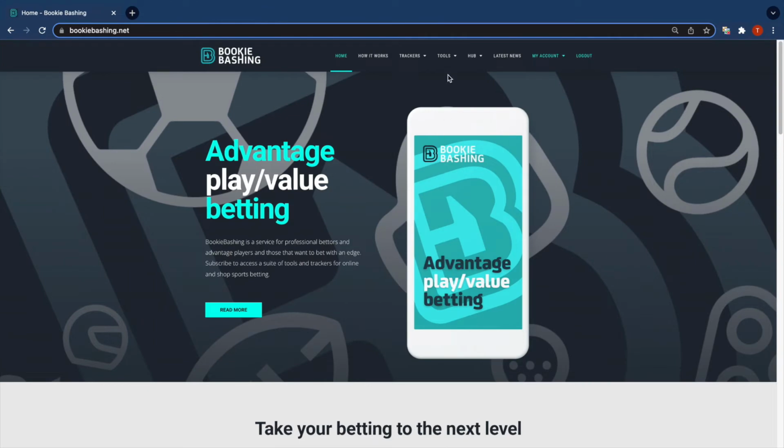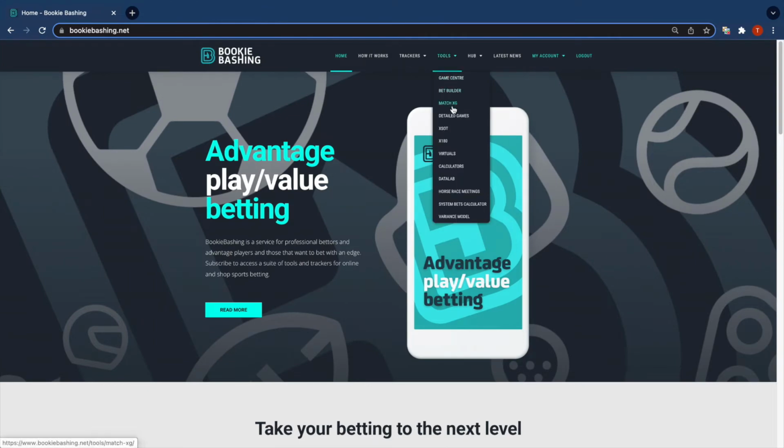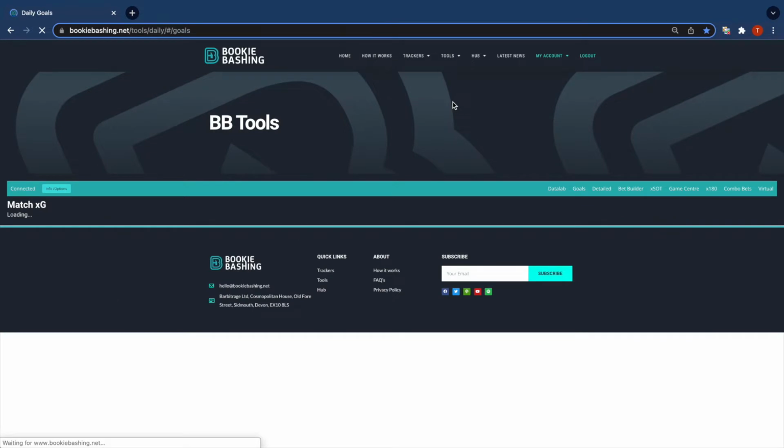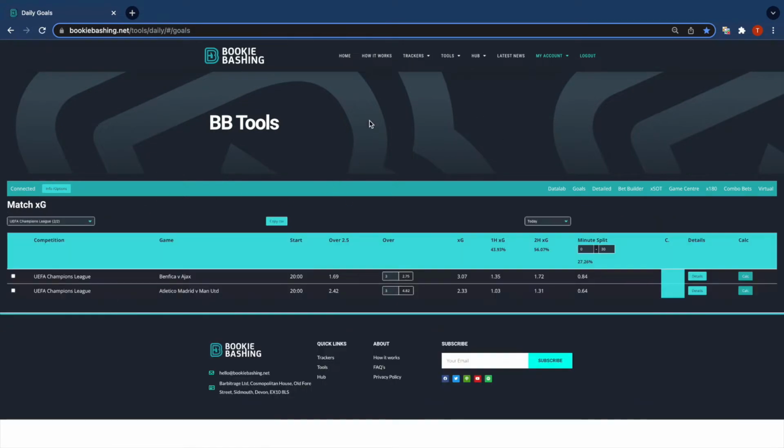I'm going to have a look at a few more tools that we have at Bookie Bashing: Match XG, Detailed Games, and Shots on Targets. These are really three football database tools that we have. We use a lot of this information at Bookie Bashing to work out value, and the value sits on our trackers.